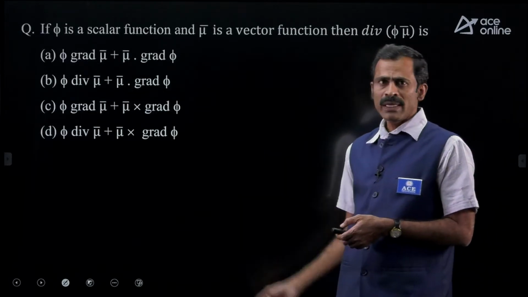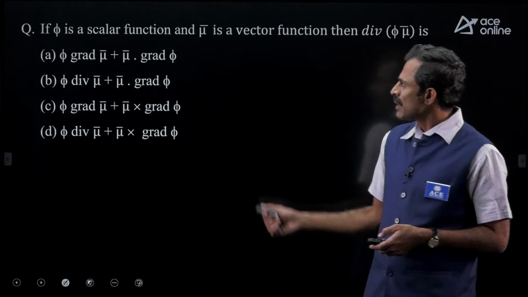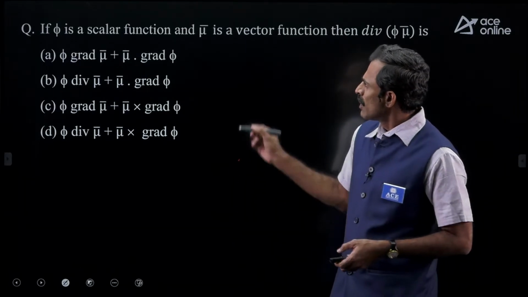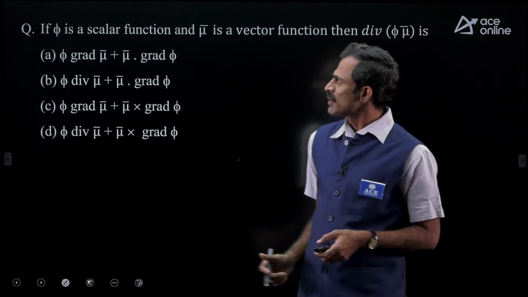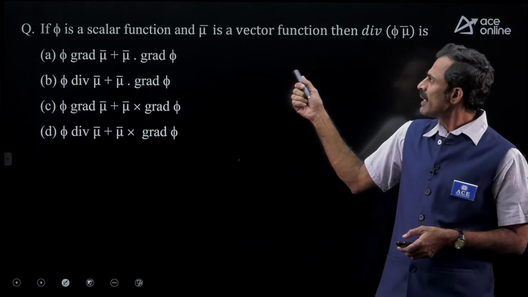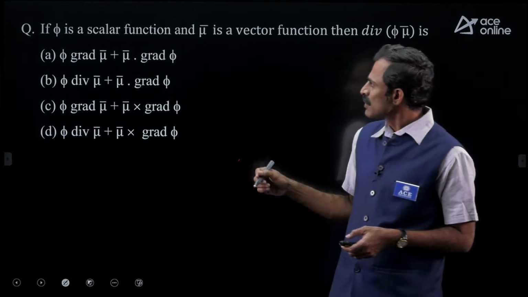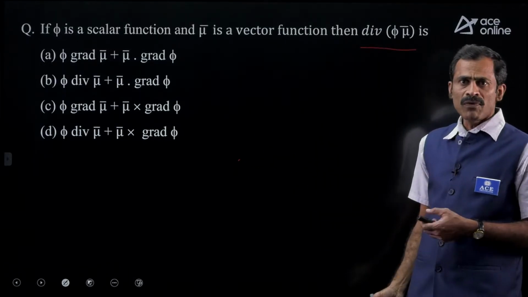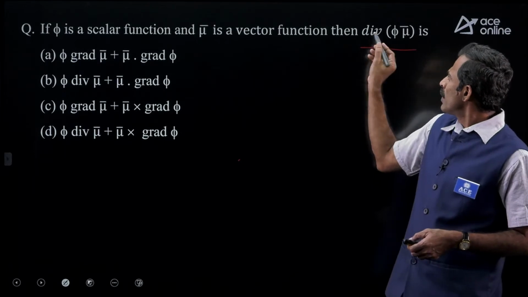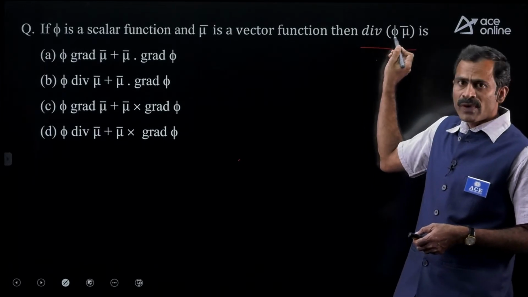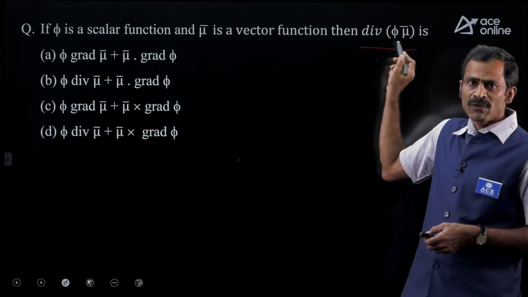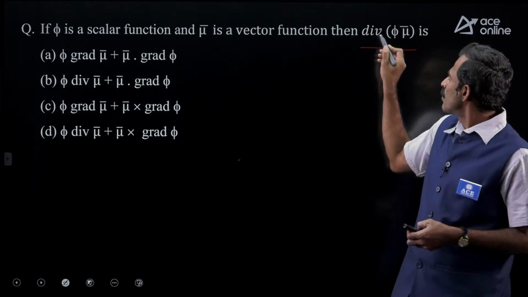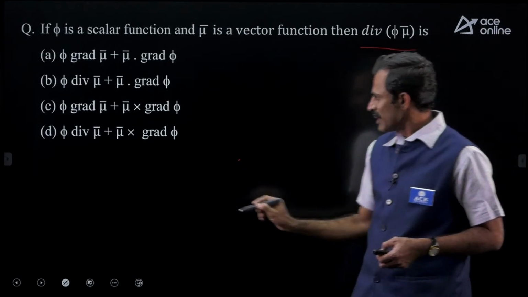Now this is a question from the vector calculus part, and that too this is a direct question. It is a standard identity. We are given the two functions. One is a scalar function, phi is a scalar function, and mu bar is the vector function. And we are asked to find the divergence of scalar multiple of vector function. Now we operate this divergence on this vector function only, because phi is a scalar function and mu bar is a vector function. The product is a vector function. So we are operating this on this only.